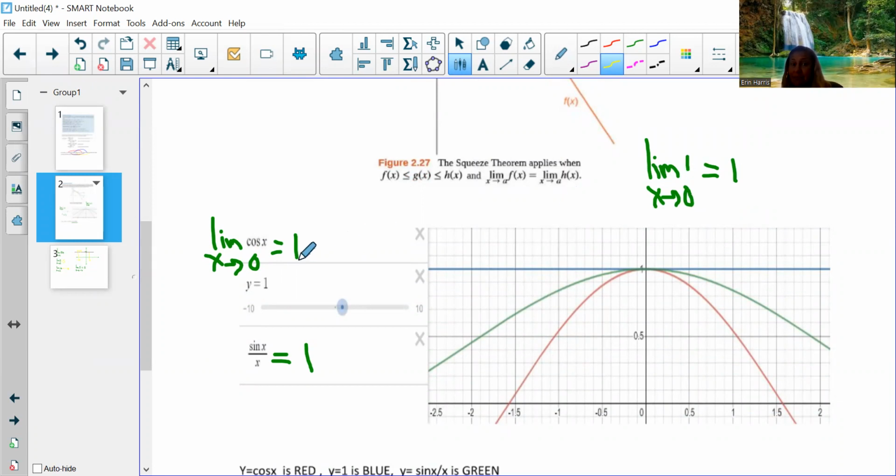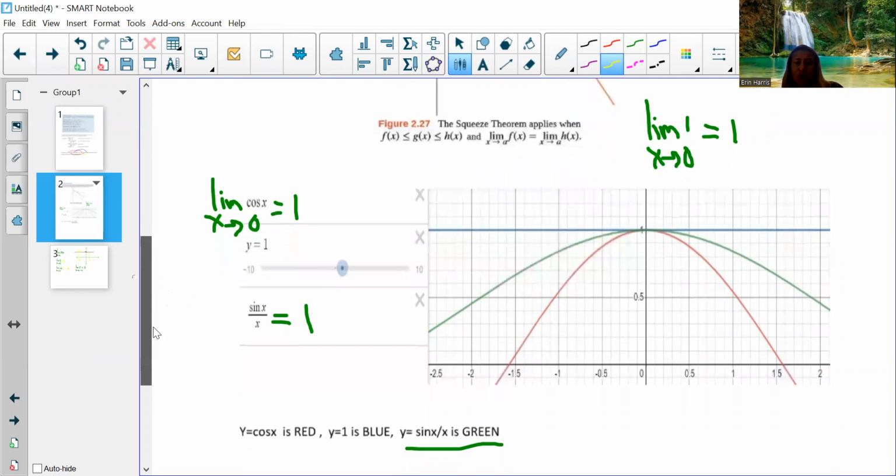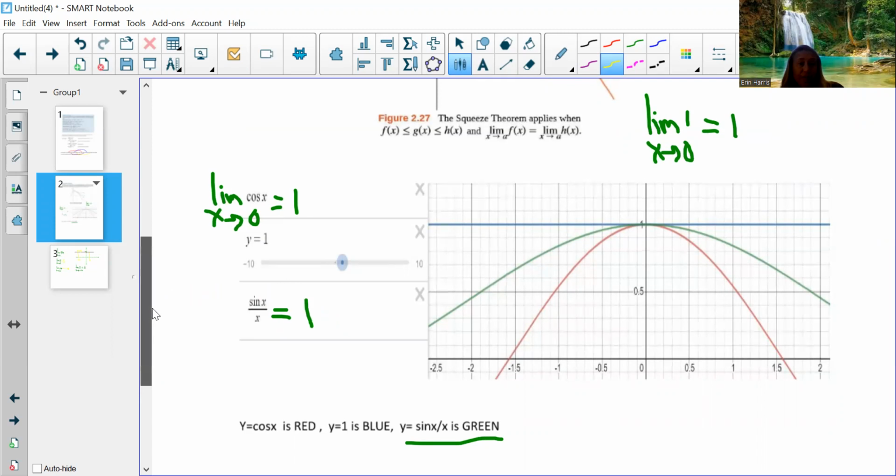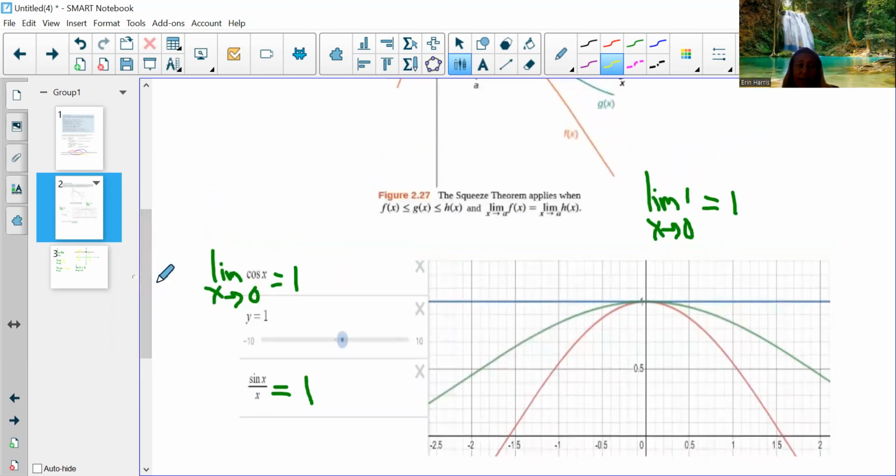It's 1, right? And then over here, if I plug in 0, cosine of 0 is 1. So the function in question is this green function. It got pinched in between 2 other functions for which I know that the limit is in fact 1 when x approaches 0. Therefore, this is proof that this is actually 1. Since I've proven this, I can use this fact in other problems, which again, next week when we're back together, we're going to do. So for the moment, this is just a little foreshadowing of a few things to come.